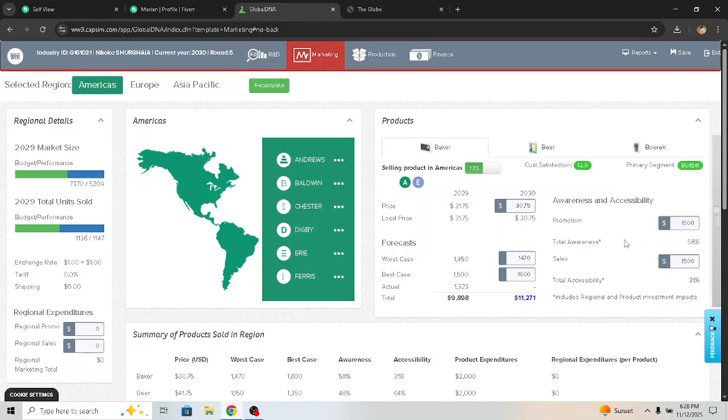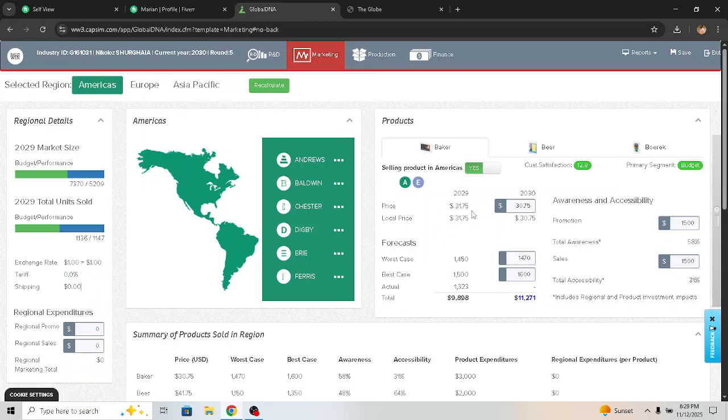After price, we are looking at awareness and accessibility. So we are going to make decisions for promotion budget and sales budget. Also, we are going to make decisions for our worst case and the best case, which is under forecasting. Again, we can make decisions for regional expenditures, which is regional promotion and regional sales budget. Another thing to note is the currency exchange rates. In this case, $1 equals $1, which is America, so we are using one currency to do the selling. Looking at the tariff, we have 0% tariff and 0 shipping costs. So we'll make the decision.